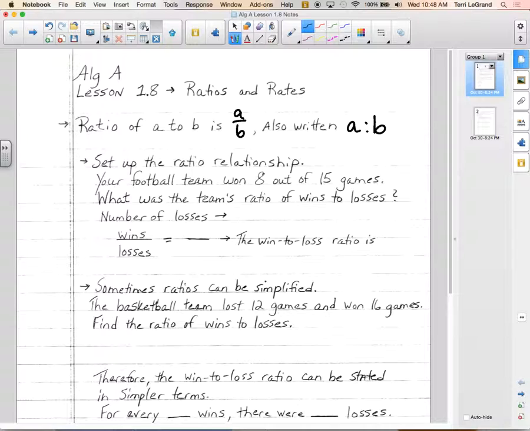So the comparison matters, how we're comparing, because if we compare girls to boys and we have 5 to 4, that means something different than if we're comparing boys to girls and we have 4 to 5. One shows us that there are definitely more girls than boys, and the other one shows us that there are definitely less boys than there are girls. So we want to make sure we make the comparison correctly.